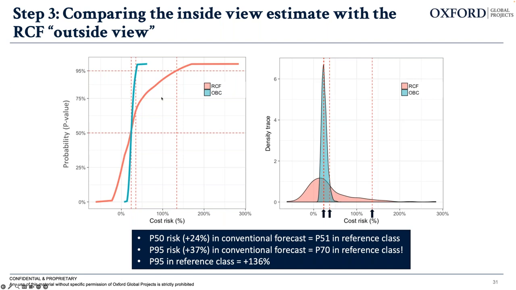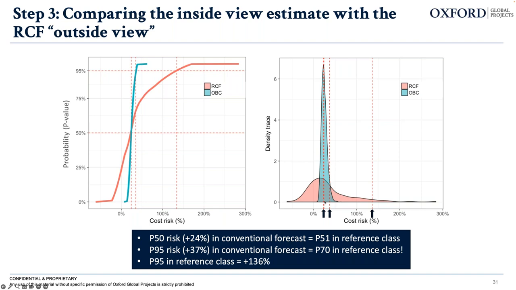Looking at it as a density trace, you can also see it here, a bit more visual, in that this was the internal, pretty narrow QRA, where this was the P50, so the most likely outturn case. And then comparing the inside view with the reference class forecasting shows us that the P50 that they came up with internally, where they wanted to add 24% as contingency, equates to a P51 in the reference class. So very good overlay there, that's in agreement.